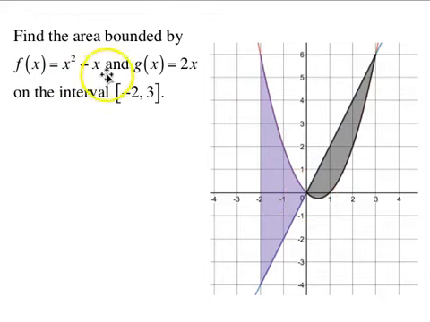Does that make sense? 0 squared minus 0 is 0. 2 times 0 is 0. That looks good. We have another point of intersection here at 3, where this parabola hits this line. 3 squared minus 3, 9 minus 3 is 6, 2 times 3 is 6. So indeed, 0 and 3 are the points of intersection.